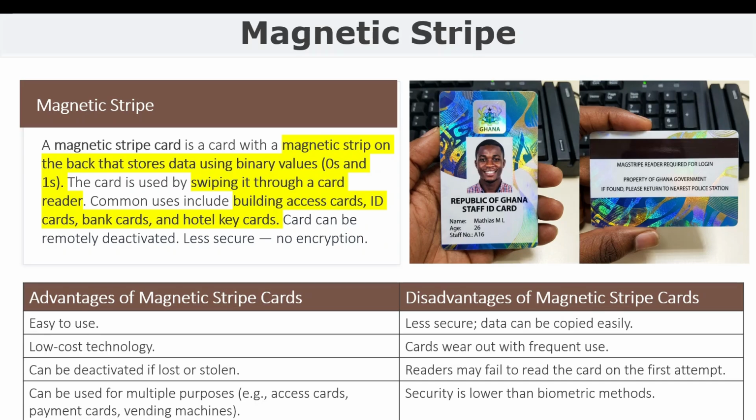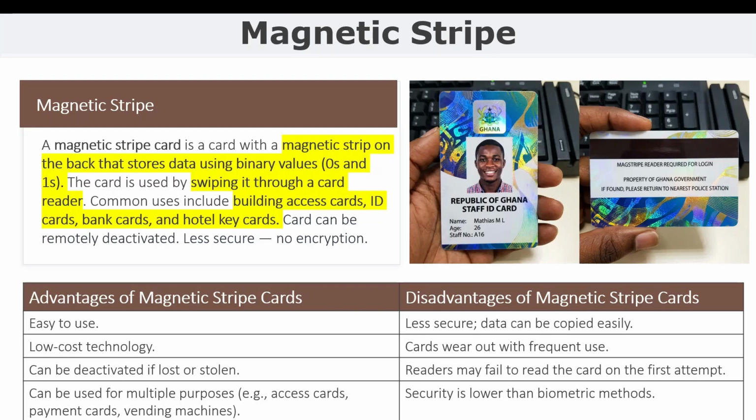It can be used as a payment card, and it can also be used for buying things outside in some grocery shops. Some disadvantages of magnetic stripe cards: they are less secure because you don't need any extra form of identification. If another person steals the cards, they can easily have access to your data, and then they can copy it easily.